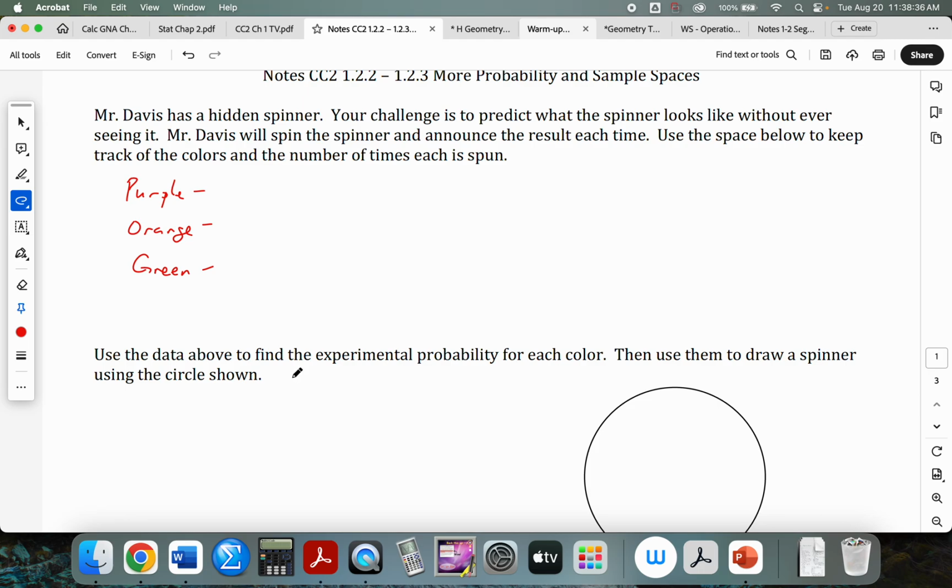There's still some disagreement? All right. So somebody raise your hand and tell me how many purples. Yes, ma'am. 16. And then orange? 13. And green? 19.